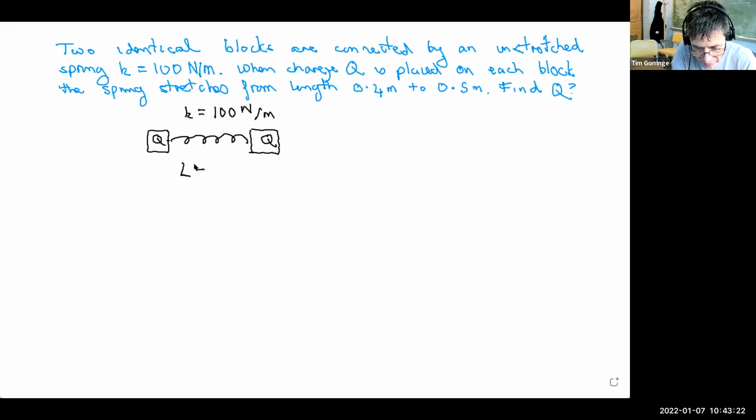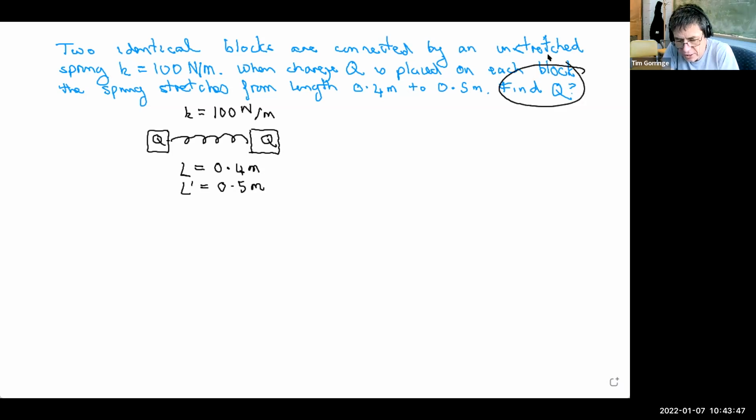The initial length of the spring before the charge was added to the two blocks, I'm just going to call that L. That's 0.4 meters. And then the final length of the spring is 0.5 meters. And I'm going to call that L prime. And so this is the information we're told. And we've got to figure out Q. We've got to figure out the charge on each of the two blocks.